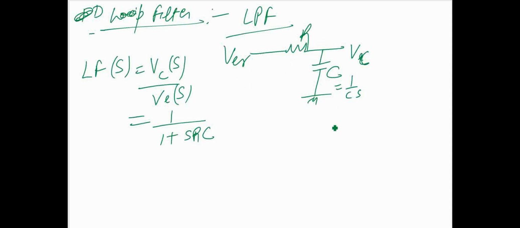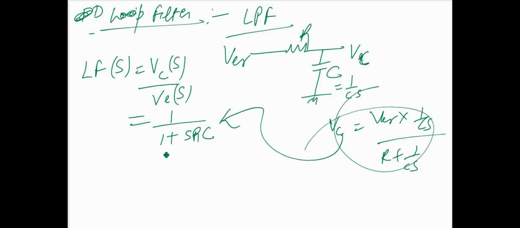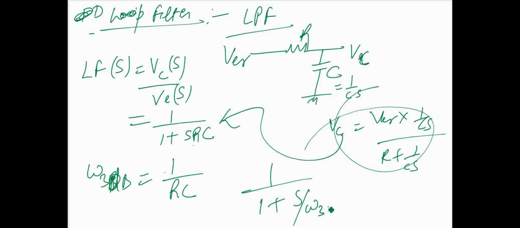Now you can calculate VC will be equal to V error into 1 by CS divided by R plus 1 by CS. And when you solve it, you will get this. So what is your 3 dB frequency? The 3 dB frequency will be equal to 1 by RC. If you compare, you will get the 3 dB frequency.